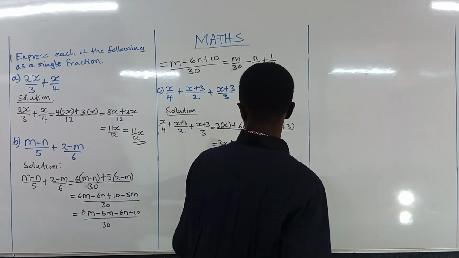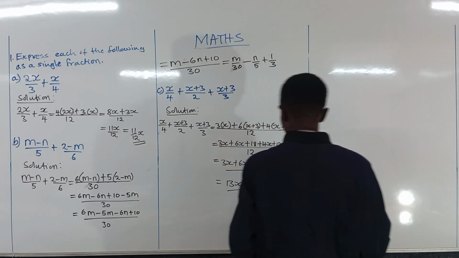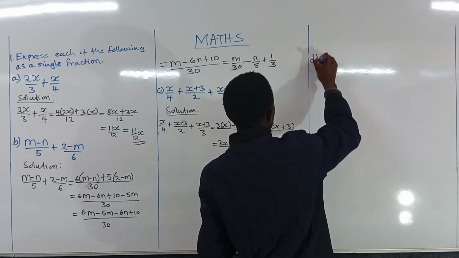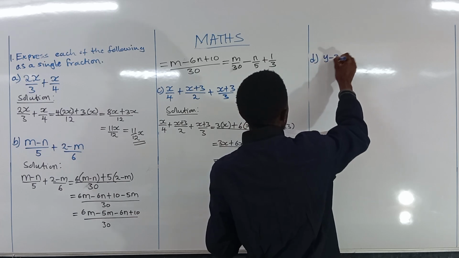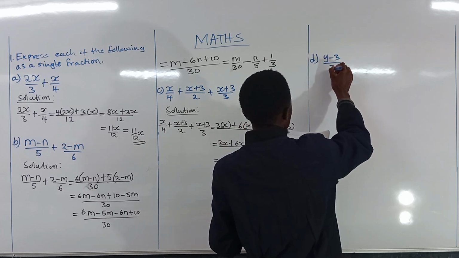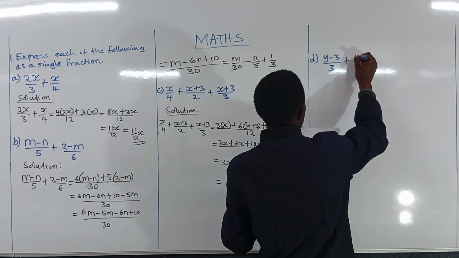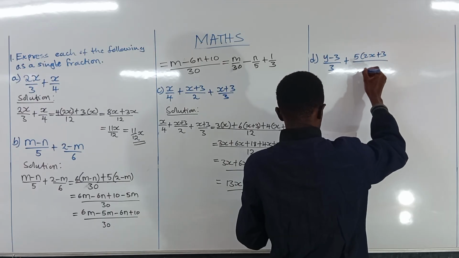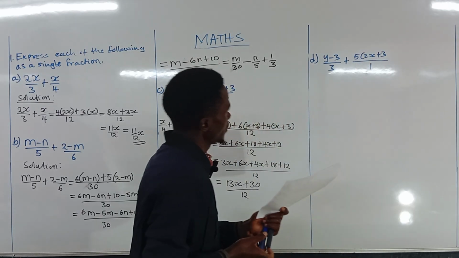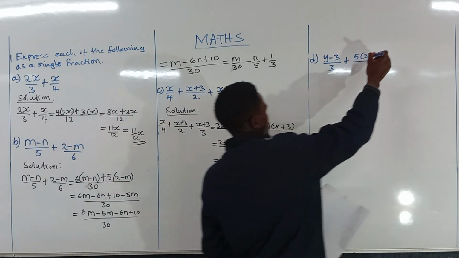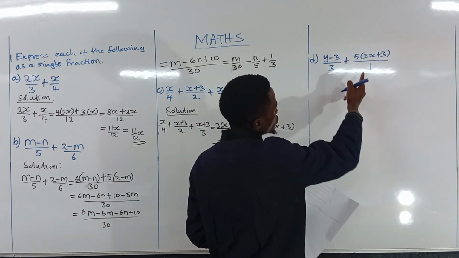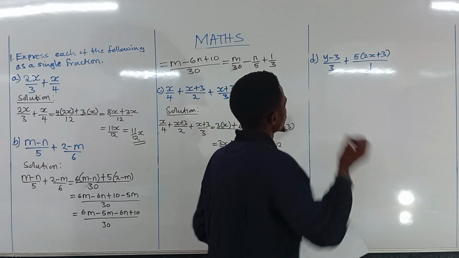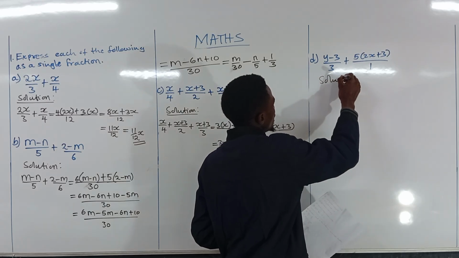question, our fourth question on simplifying or expressing algebraic expressions in terms of a single fraction. So we have our part D, which is y minus 3 out of 3, sorry, it is 3 not 4, plus 5 into 2x plus 3, the whole of it out of 1. So our solution here, we are seeing some numbers inside the bracket. There should be a bracket here. So the first thing, we are going to make this simpler by opening up the bracket of the second term.